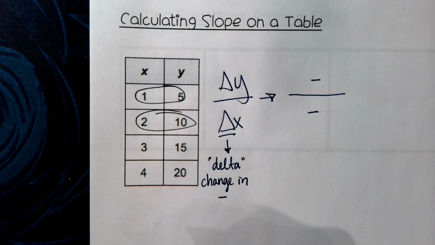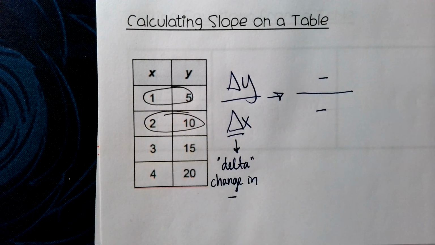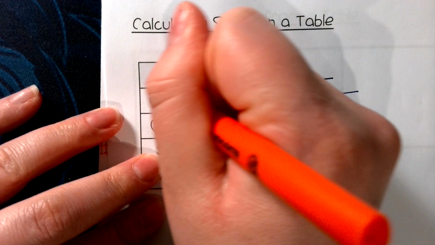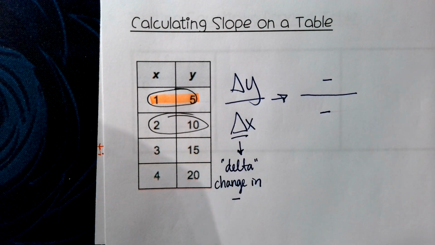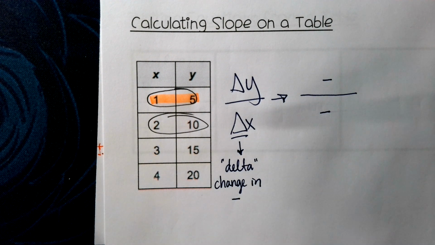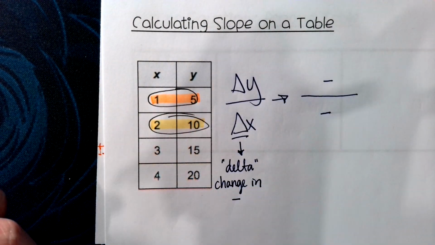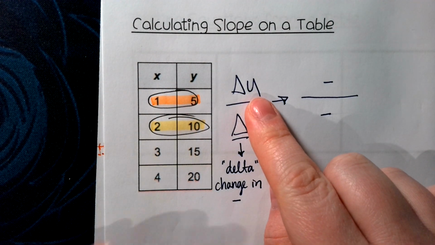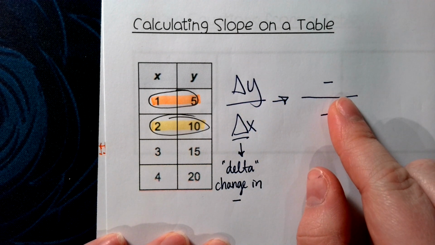So I need to keep in mind that my y's need to be on top, my x's need to go on the bottom. A way that we've shown you to help you remember what's going to go where is to use your highlighter colors. So I've got an orange pair and I've got a yellow pair. So again, our y's need to come up top.